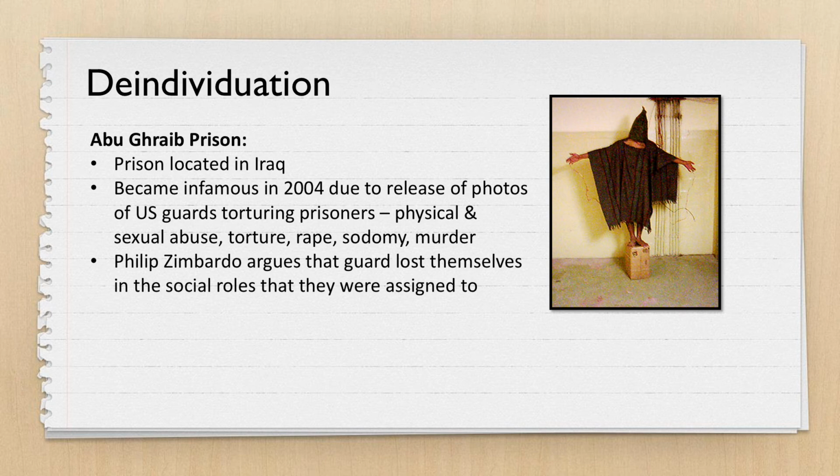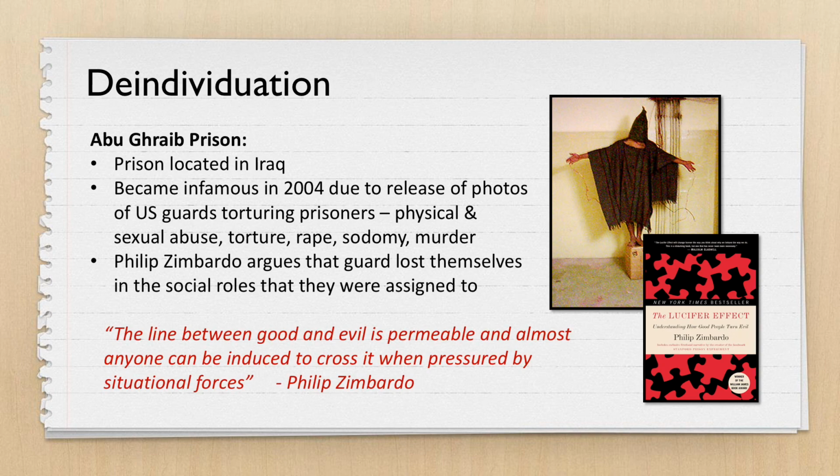They were assigned to be guards. They believed that they were supposed to behave like guards. So he argued that the line between good and evil is permeable, and almost anyone can be induced to cross it when pressed by situational forces. It just suggests again that situation is very powerful and it is not easy for us to escape it.